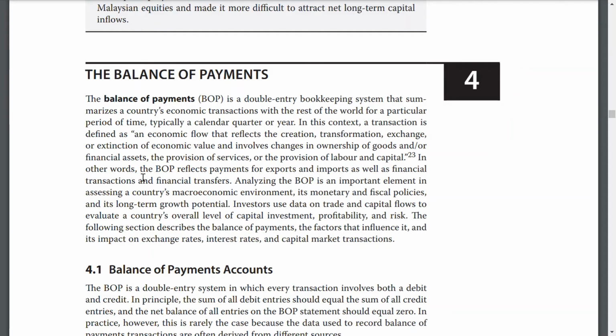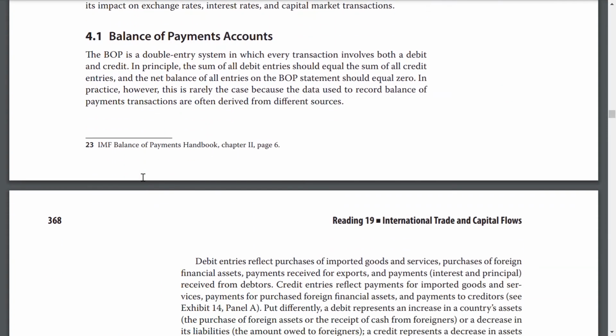The balance of payments, the BOP, is a double-entry system in which every transaction involves both a debit and a credit. In principle, the sum of all debit entries should equal the sum of all credit entries, and the net balance of all entries of the BOP statement should equal 0. In practice, however, this is rarely the case because the data used to record the balance of payments transactions is often derived from different sources.